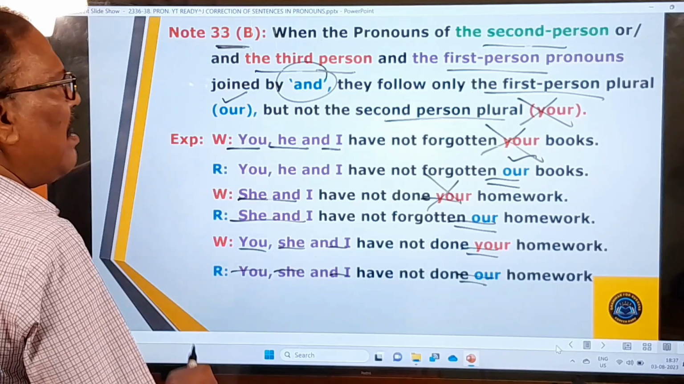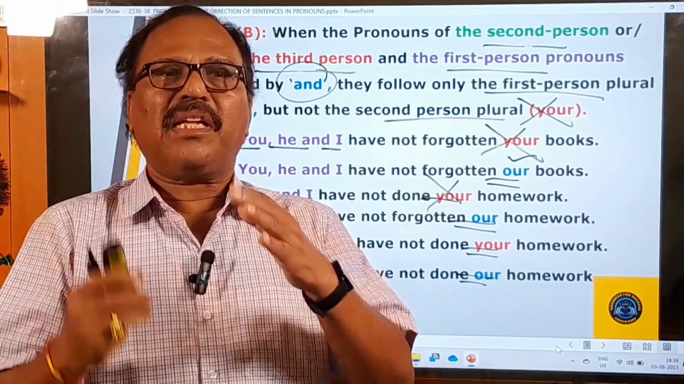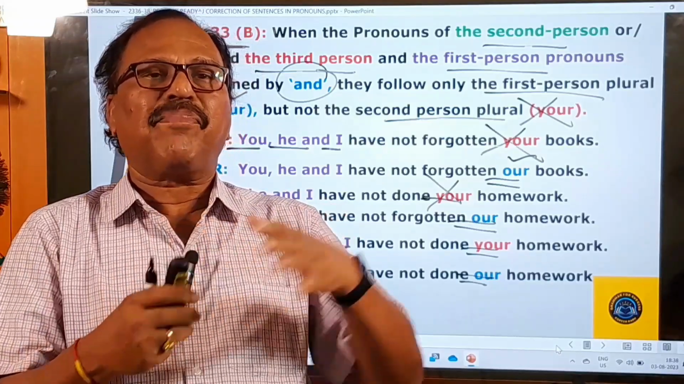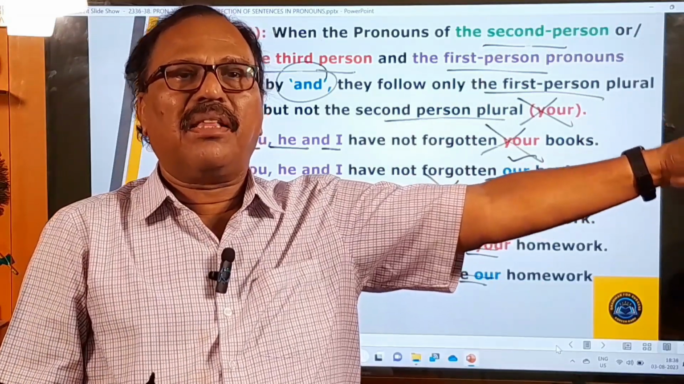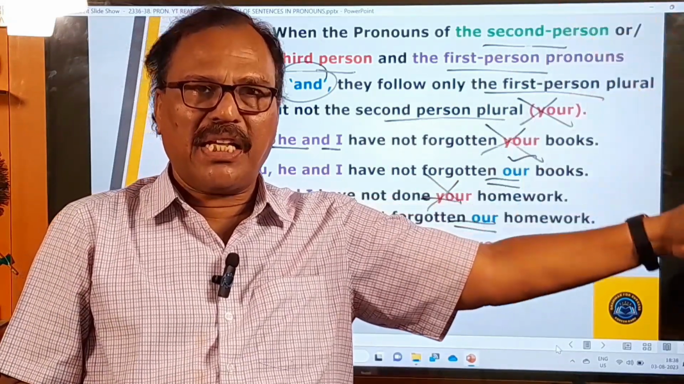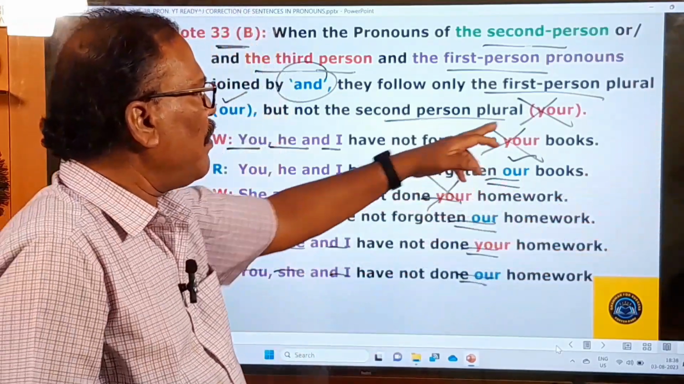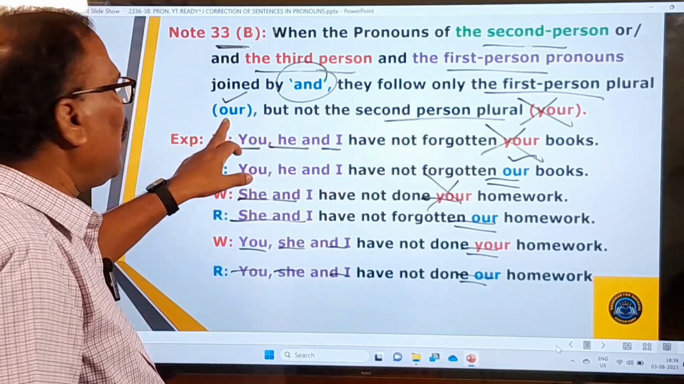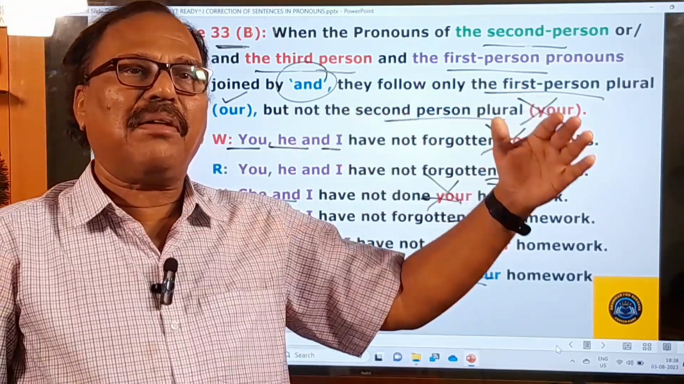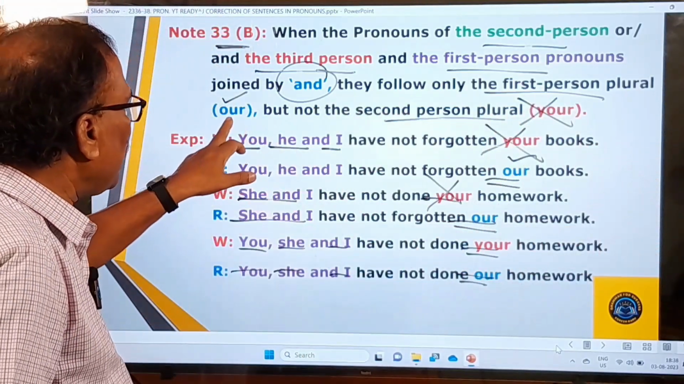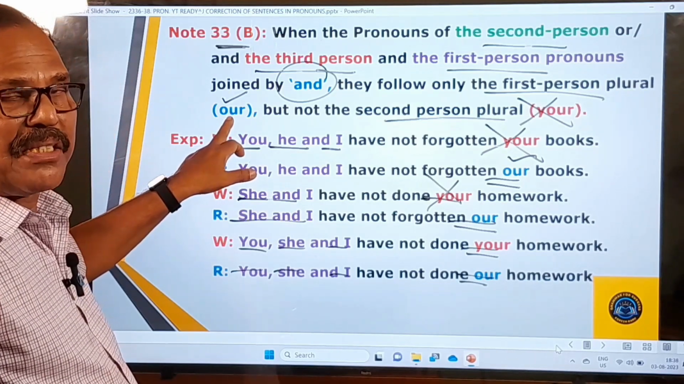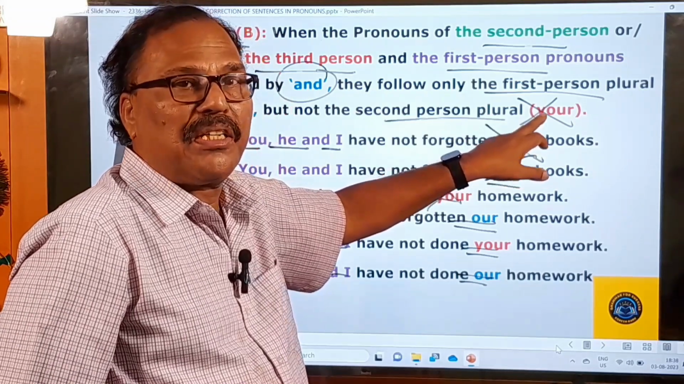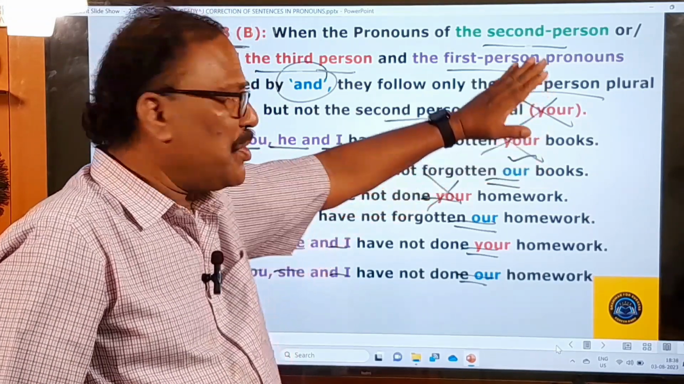So in this way, when you join second person, third person, and first person, the second person possessive case pronoun should not be used. Your is the second person possessive case pronoun, but we should use only the first person plural possessive case, our. This should be used, but not the second person plural possessive case. 33C.